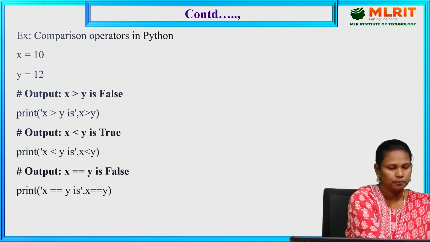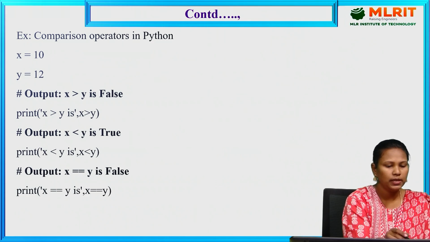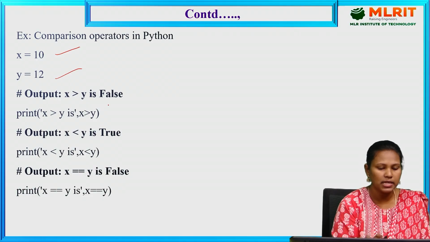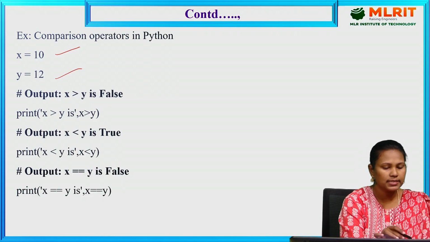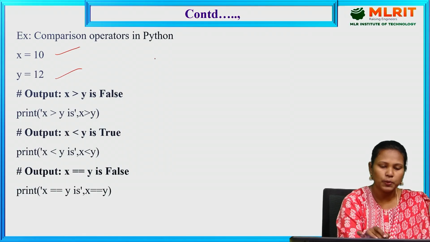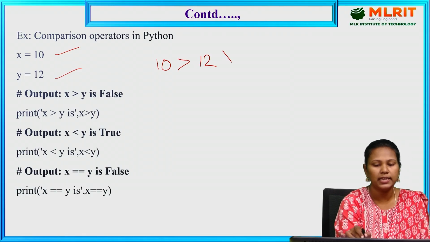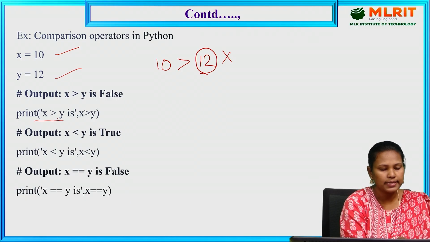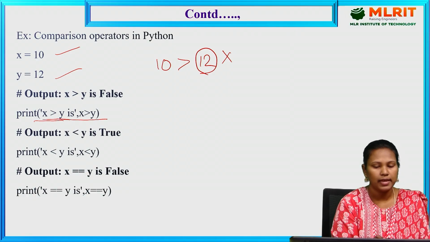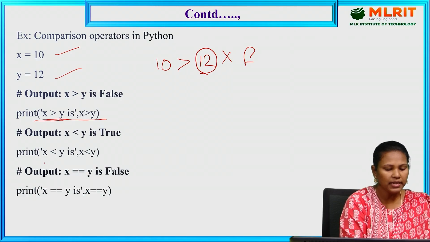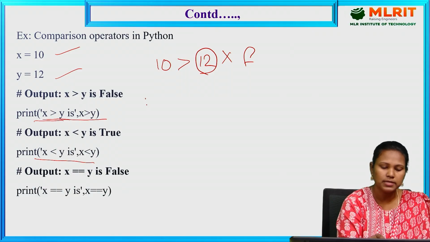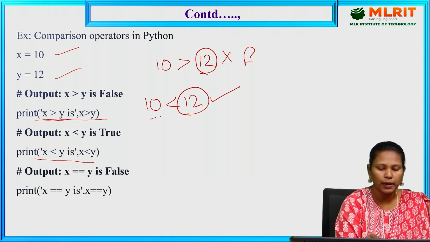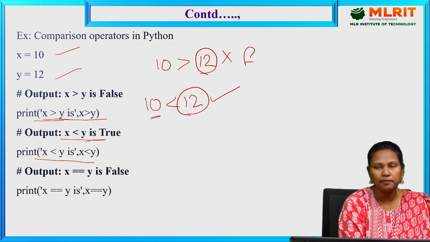Example for comparison operators. So here x equal to 10, y equal to 12. So x greater than y is false because x is 10 and y is 12. We are comparing 10 with 12. Yes, it is false. 12 is greater. So x greater than y is false. Next one, x less than y means 10 less than 12. Yes, it is true. 12 is the greater value compared to 10. That's why x less than y is true.